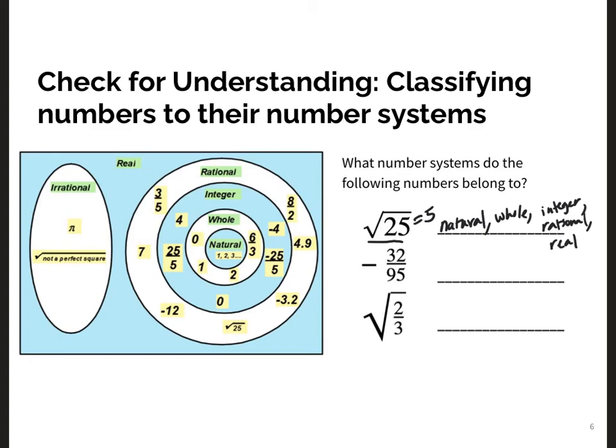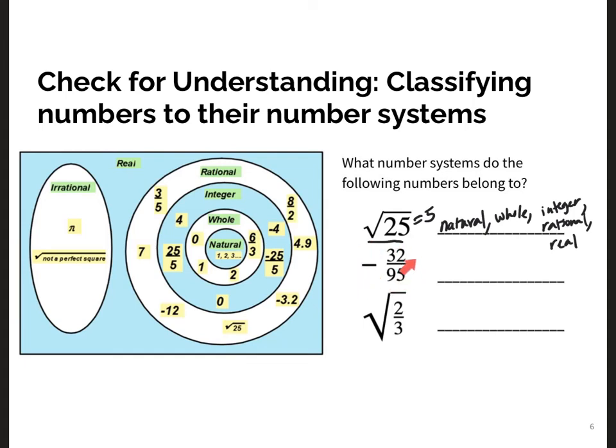Let's look at my next example. I'm going to look at negative 32 over 95. What I can do is put this into my calculator again. If I put in negative 32 divided by 95, I end up getting a decimal: negative 0.33684. But I want to look at it at face value, because if I put it into my calculator, I might think that this is an irrational number because I'm not seeing any kind of pattern to this decimal.